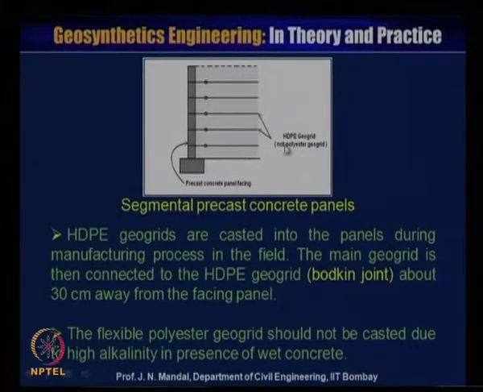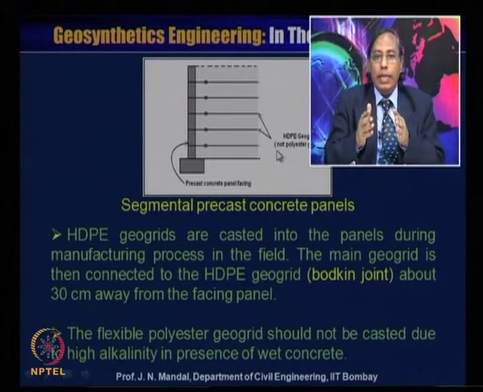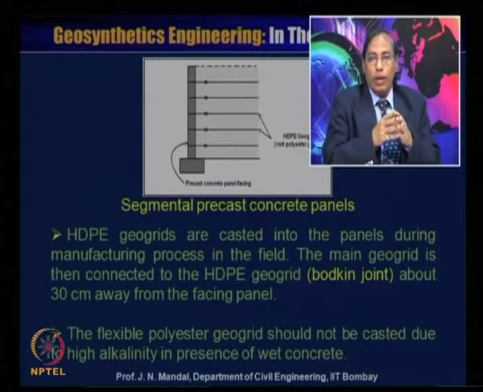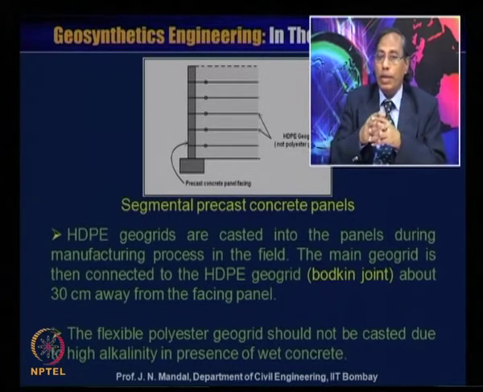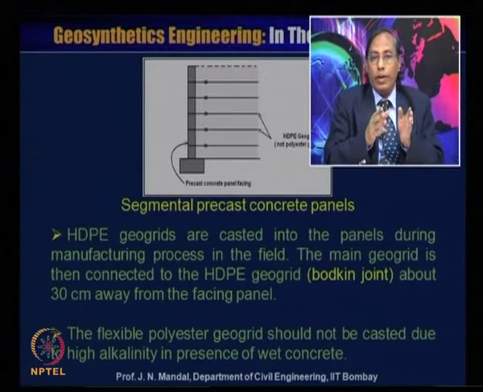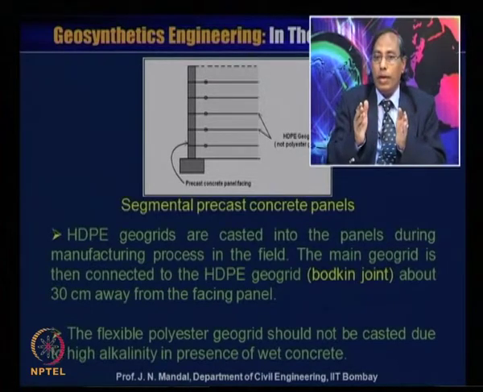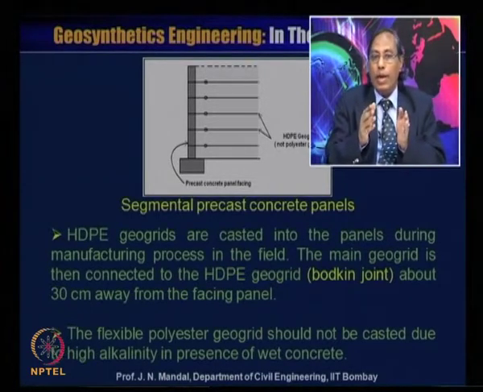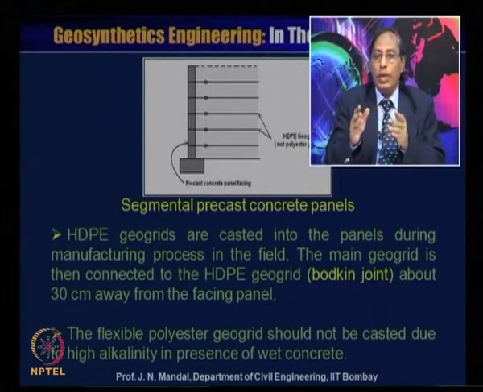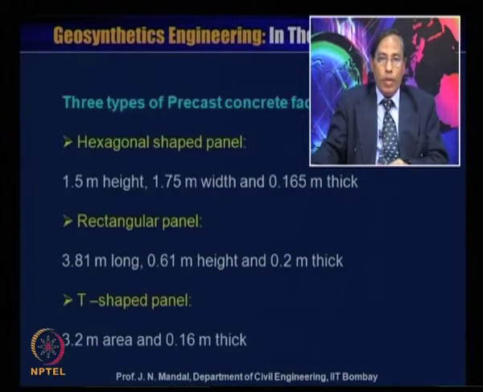The flexible polyester geogrid should not be cast due to the high alkalinity in the presence of wet concrete. So, one has to be very careful about what kind of material should be cast with the concrete. You can use the high density polyethylene geogrid material, but not the polyester geogrid material, because of its high alkalinity in the presence of wet concrete.